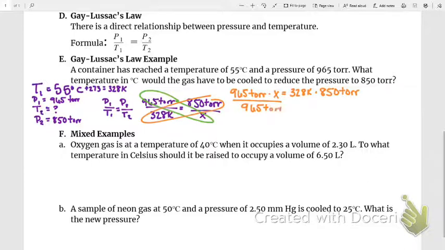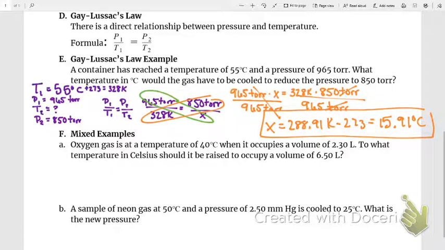So again, in order to get X, we need to multiply and then divide. I can see that my torr have eliminated, so my X is equal to 288.91, it looks like, Kelvin. It specifically asked in the problem to put it in Celsius, so just subtract 273, and when you do that, you get an answer of 15.91 degrees Celsius.